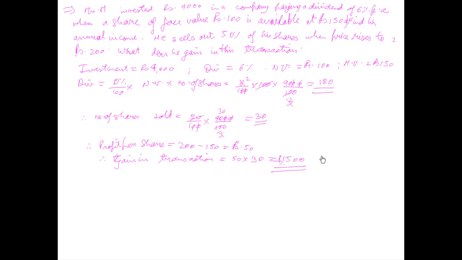Children, here they're talking about only this transaction. So we need not go into the profit he's made by getting dividend. Dividend is a separate case. They asked us for the profit he makes in this transaction, which would come out to 1500 rupees.